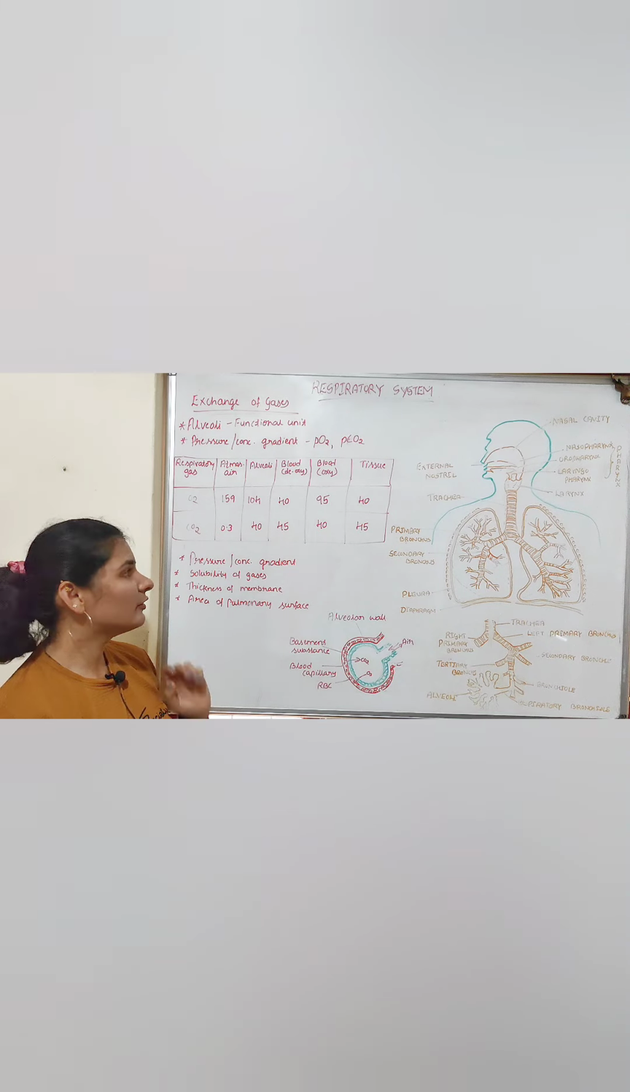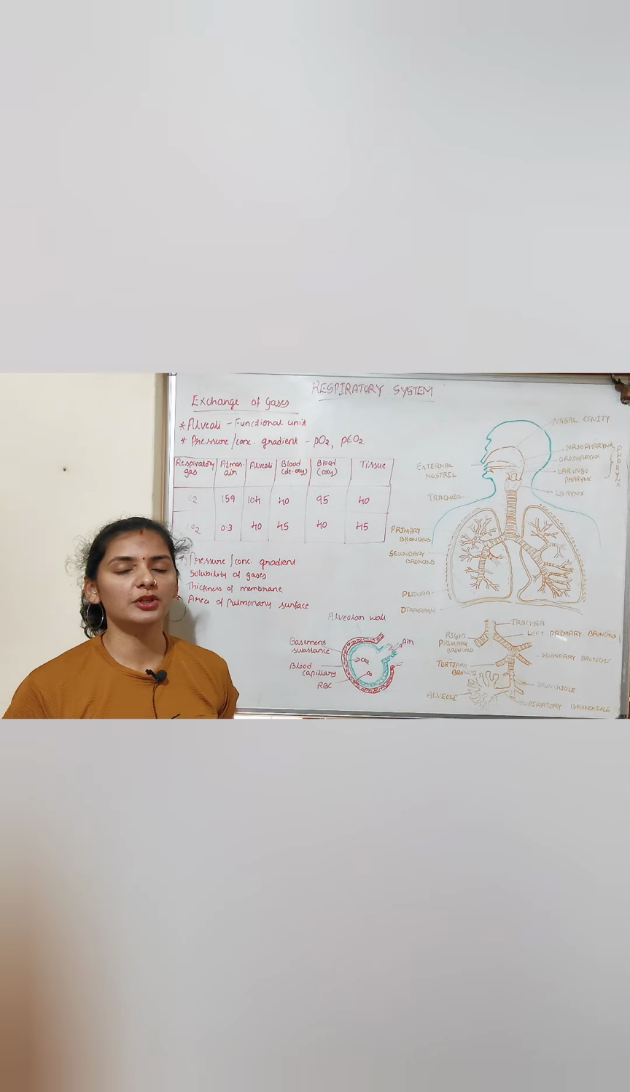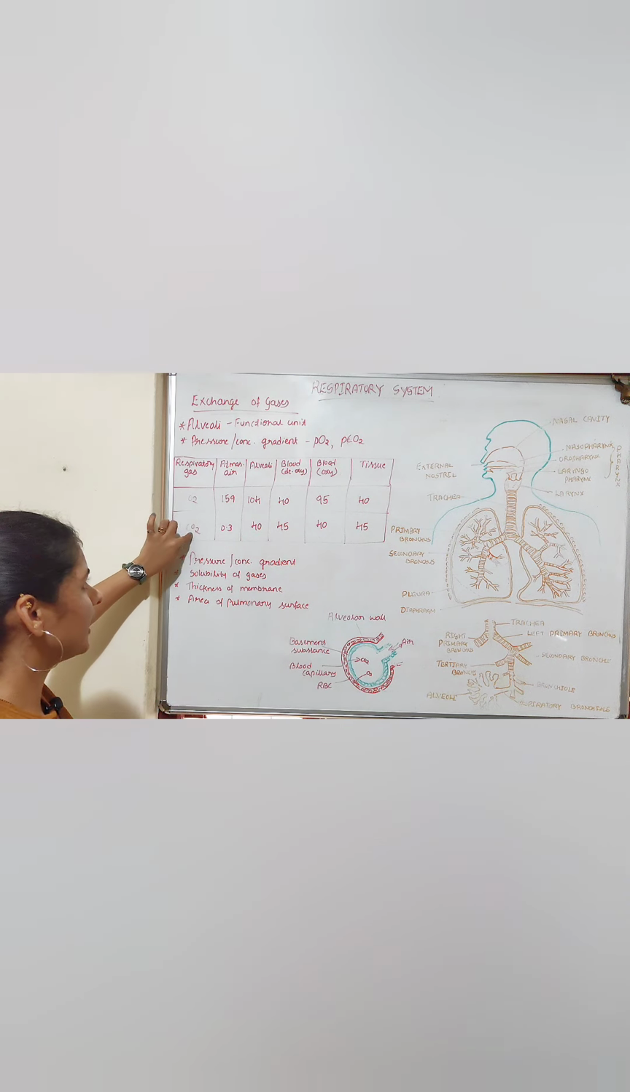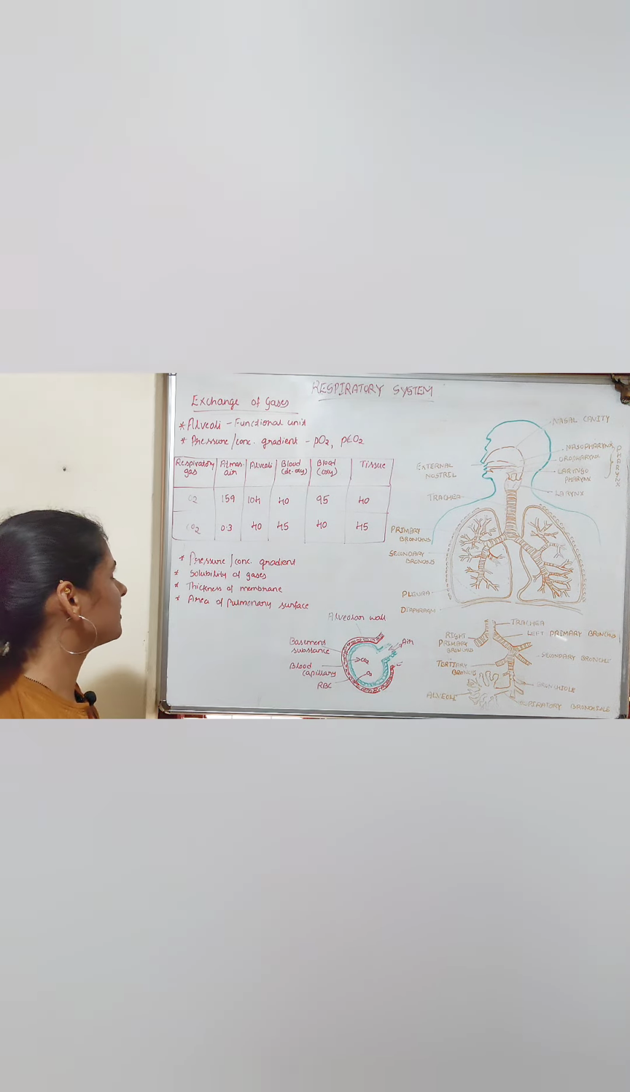We'll talk about table 17.1, which is given in the respiration chapter of class 11 biology. This table shows the partial pressure of oxygen and carbon dioxide at different parts of the respiratory system. First one is the partial pressure of oxygen.